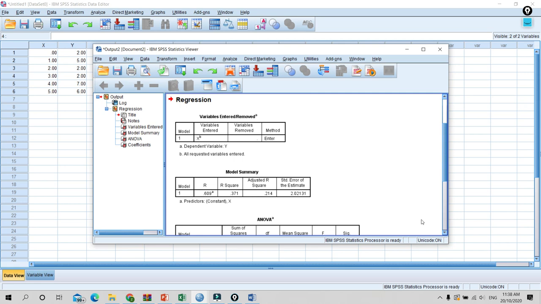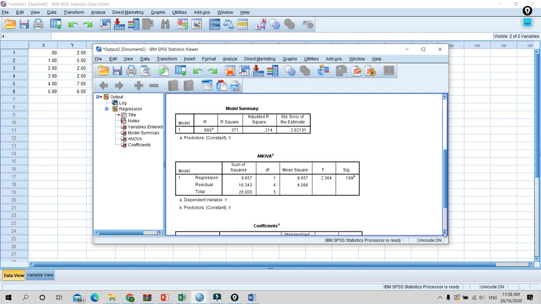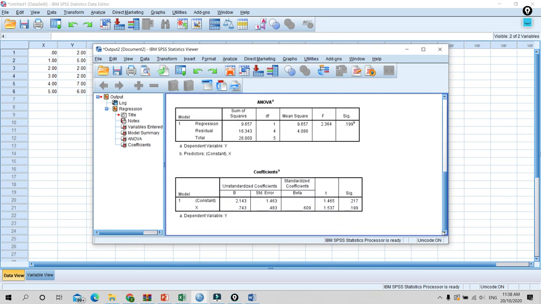Press OK. Then SPSS will give you a value of B0 and B1. This is the value for B0, and here is your B1.